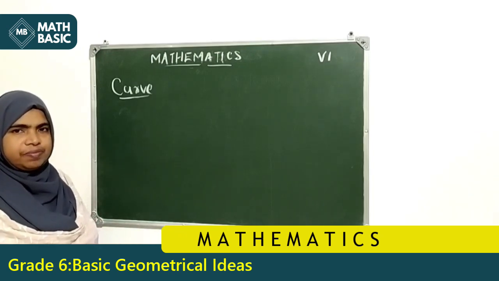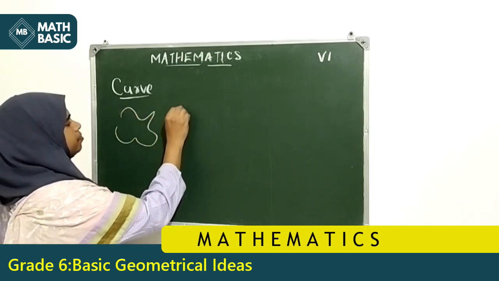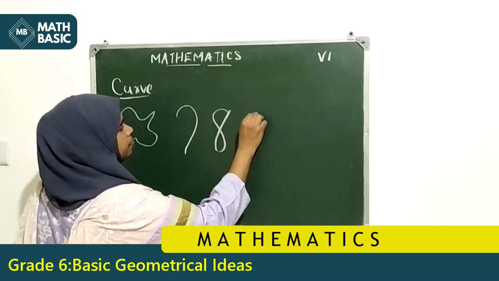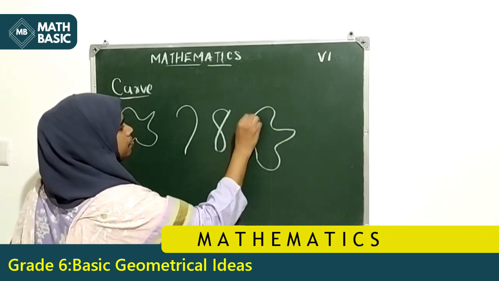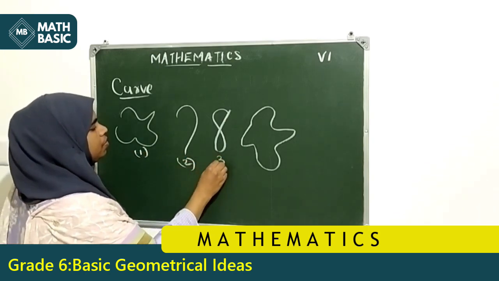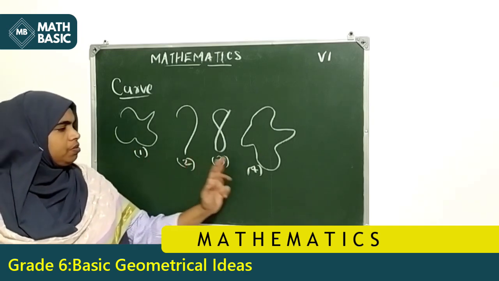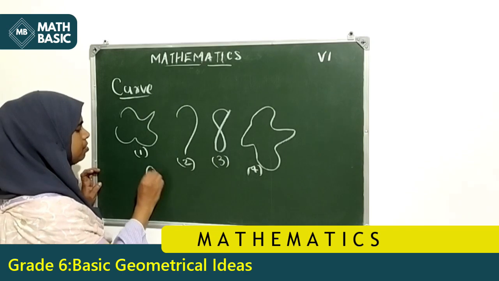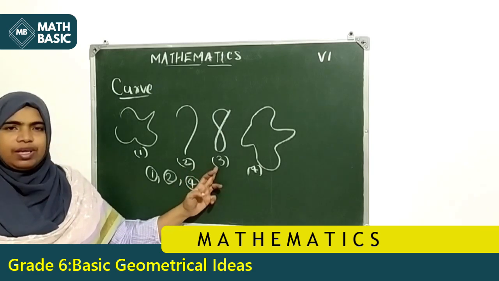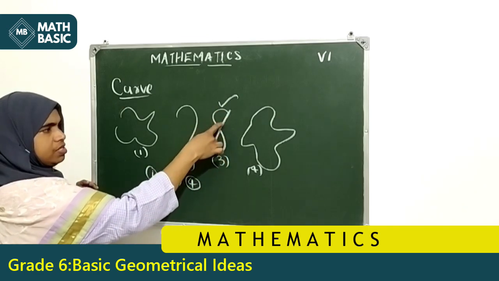See the doodles. That is a simple drawing. See here, 1, 2, 3, 4. In this we can see 1, 2, 4 are simple curves. But 3 is not simple because here 2 curves closed is coming.